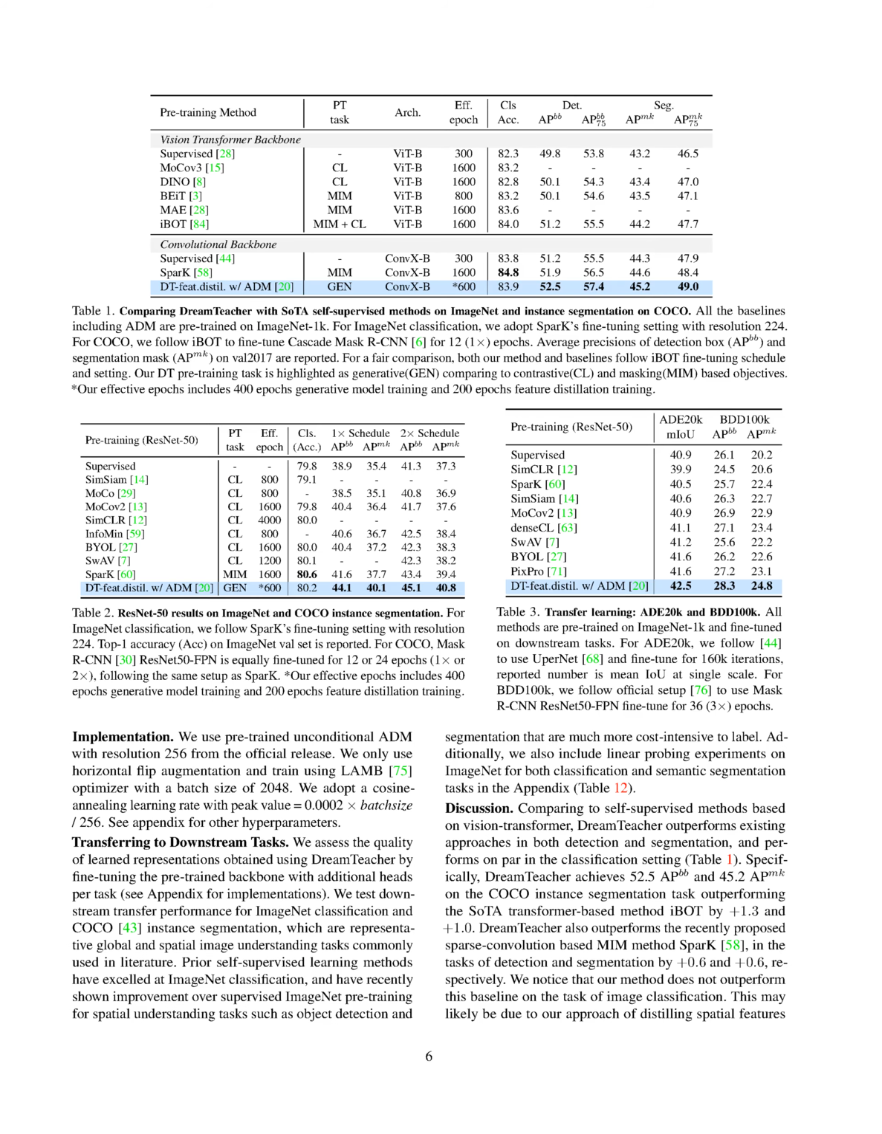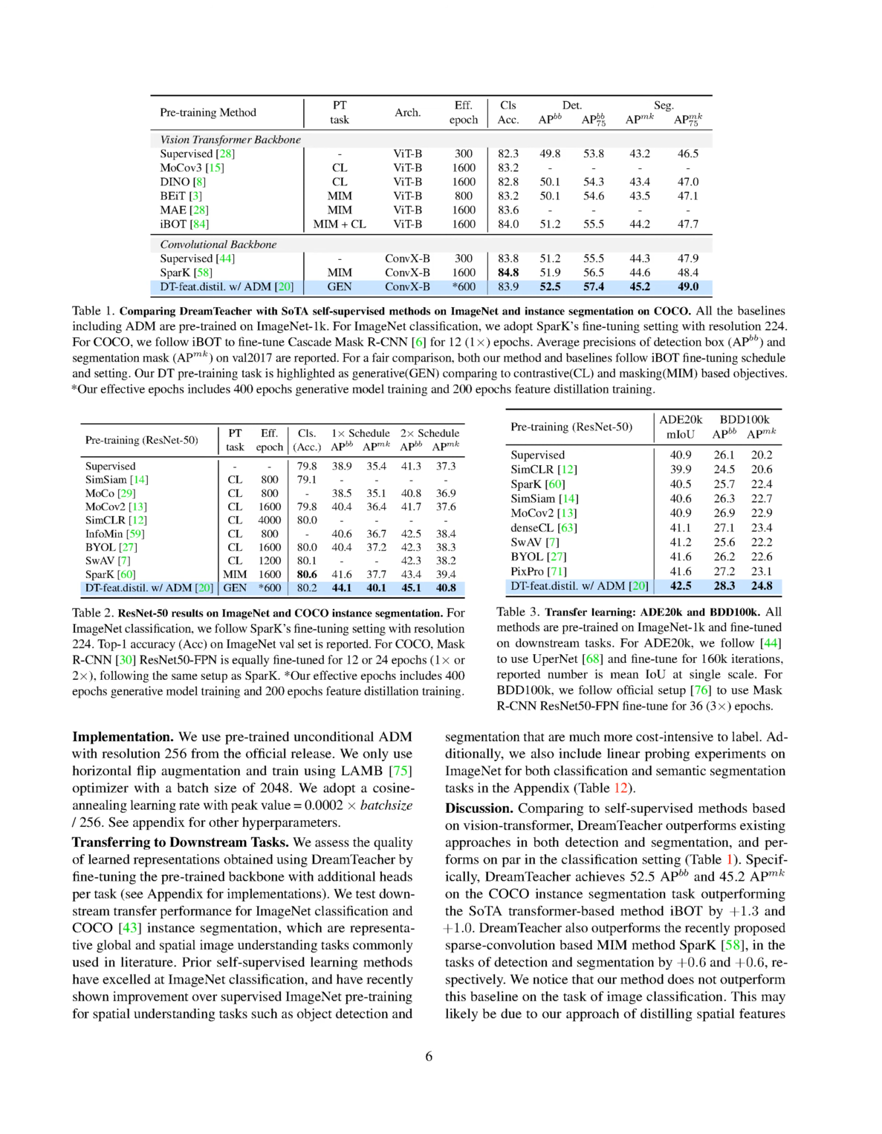We used a pre-trained unconditional ADM with a resolution of 256. We only used horizontal flip augmentation and trained using the LAMB optimizer with a batch size of 2048. We adopted a cosine annealing learning rate with a peak value of 0.0002 times the batch size divided by 256. We then assessed the quality of the learned representations by fine-tuning the pre-trained backbone with additional heads per task. We tested the performance for ImageNet classification and COCO instance segmentation, which are representative global and spatial image understanding tasks.